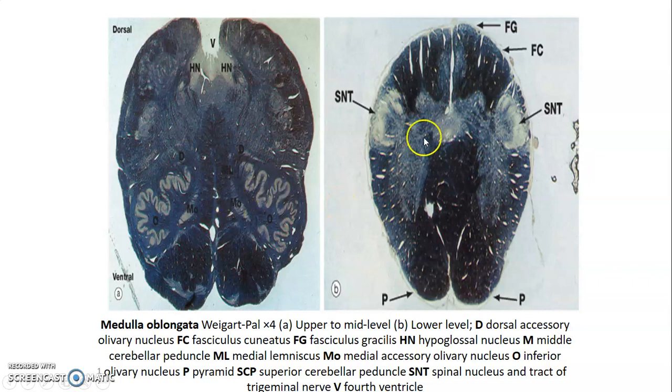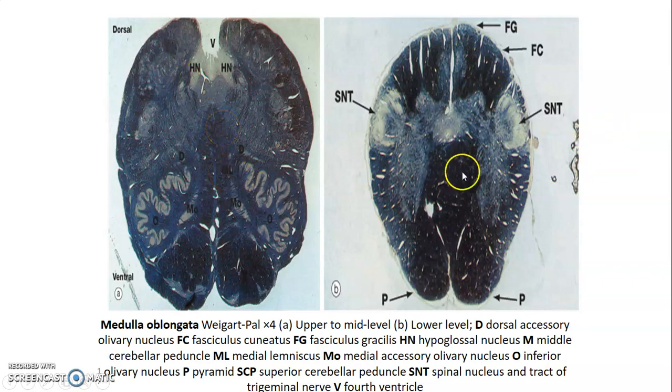Then we've said posteriorly we have fasciculus gracilis and fasciculus cuneatus, and higher up at the medulla you'll have nucleus gracilis and nucleus cuneatus. Okay. Then this is the spinal nucleus and tract of the trigeminal nerve. These are the pyramids here, ventrally. This is the fourth ventricle. These are the nuclei of the hypoglossal nerve on the floor of the fourth ventricle. So this just shows a cross section of the medulla, upper to mid level.